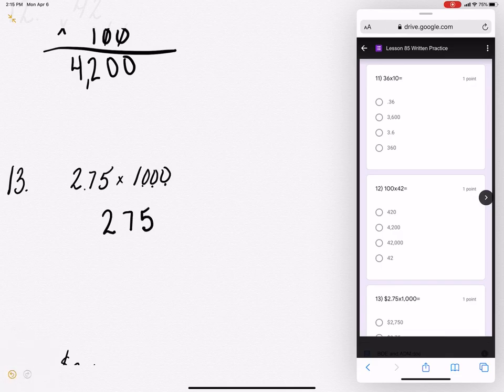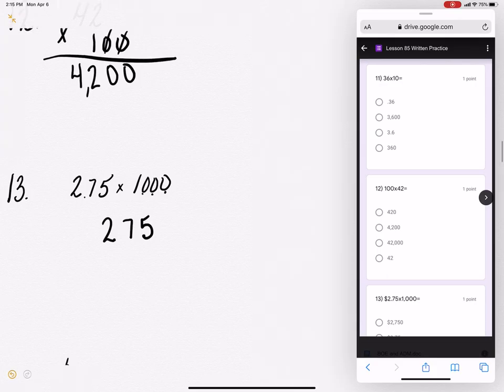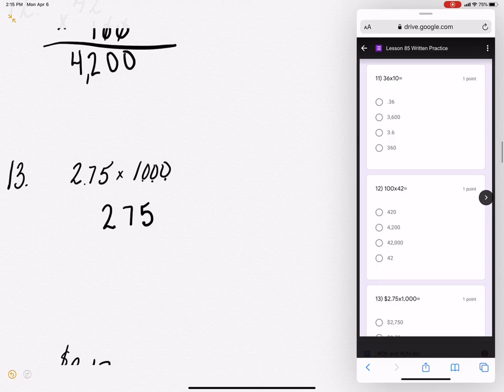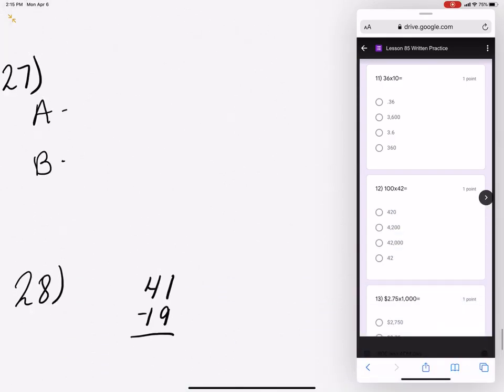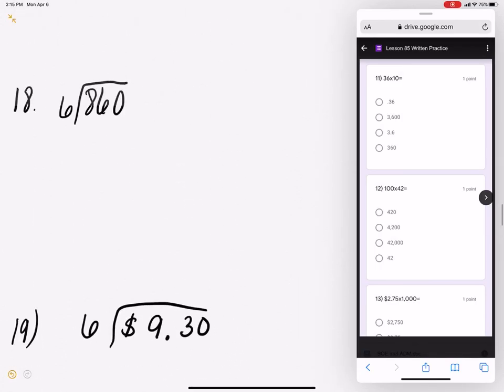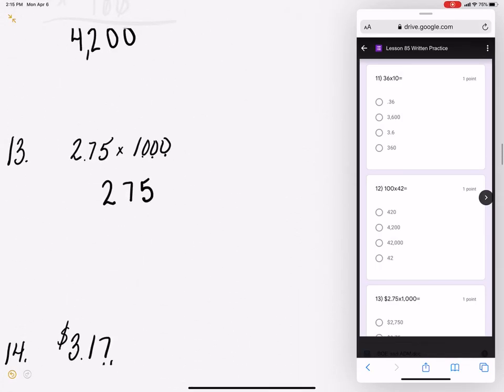So my decimal is going to go from here, between the 2 and the 7, 3 places over. And in the number 2 and 75/100ths, I only have 2 places to move the decimal. So when that happens, you just add a place. And you can't just add any digit that you want. You have to add a 0. So now this number is 2,750.